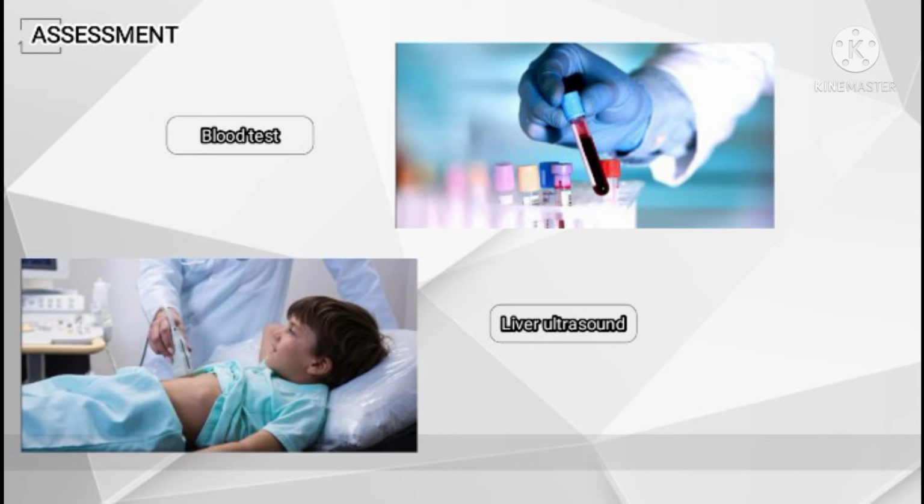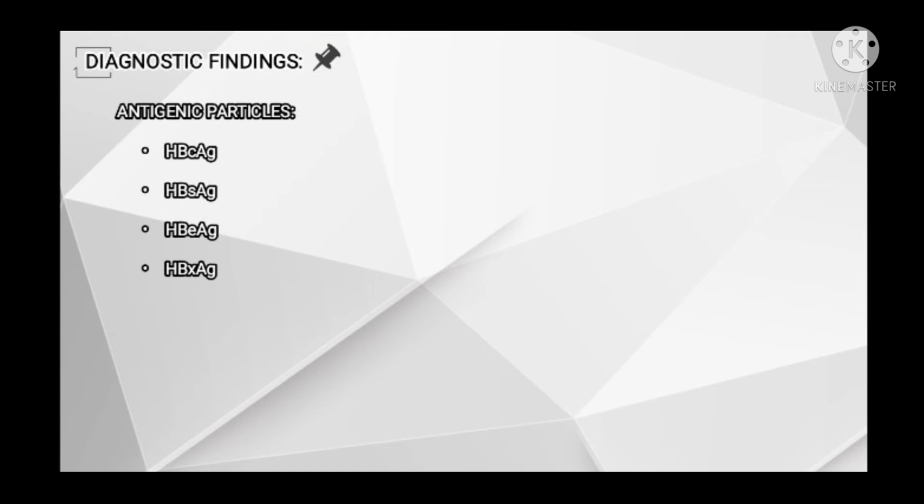Next is the diagnostic findings. HBV is a DNA virus composed of the following antigenic particles. What are those antigenic particles? It is the HBcAg, which means hepatitis B core antigen, and then HBsAg, hepatitis B surface antigen. So yung first is core antigen, and the second is surface antigen. Then the third is the HBeAg, an independent protein circulating in the blood. And then lastly is the HBxAg, which is the product of the X gene of HBV DNA.